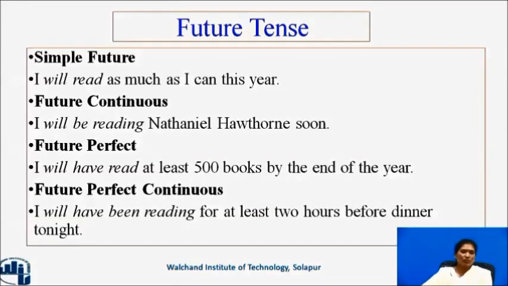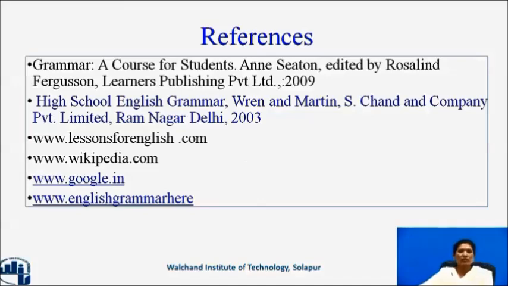Examples: in a simple future, I will read, I will write as much as I can this year. I will be reading Nathaniel Hawthorne soon. Future perfect: I will have read at least 500 books by the end of the year. Future perfect continuous tense: I will have been reading for at least 2 hours before dinner tonight. These are the references for understanding all the tenses.